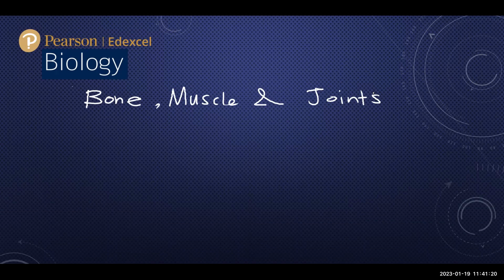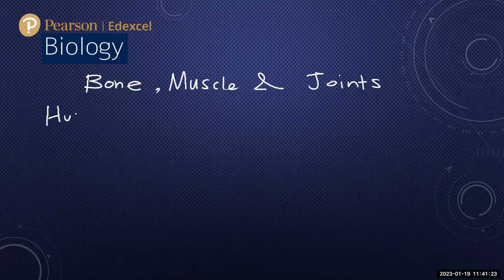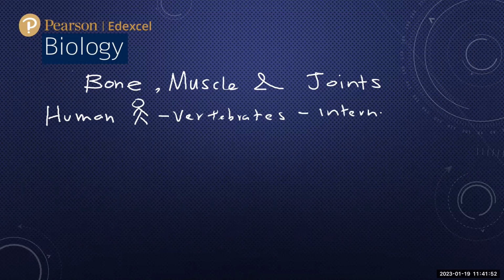All right, so humans, including other mammals, are considered as vertebrates, because the vertebrates is a group. In this group, they have an internal skeleton. Internal hard structure, so they are called vertebrates.